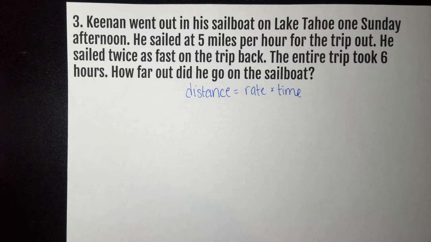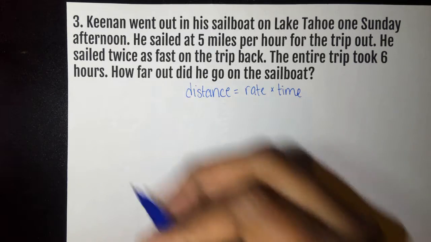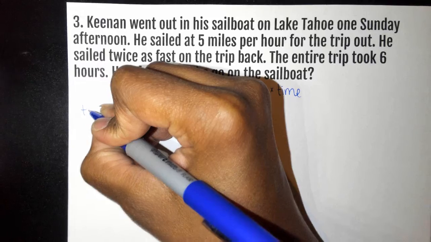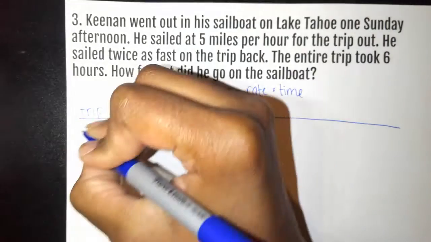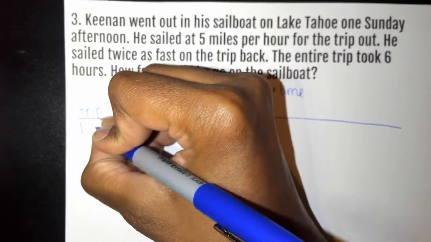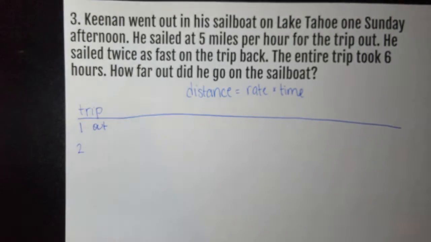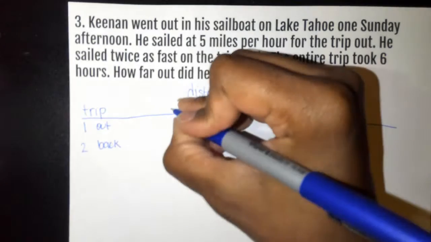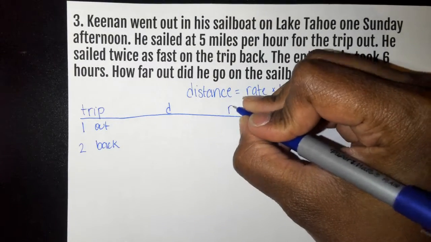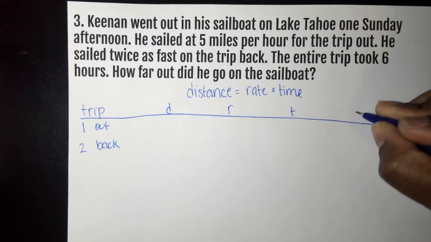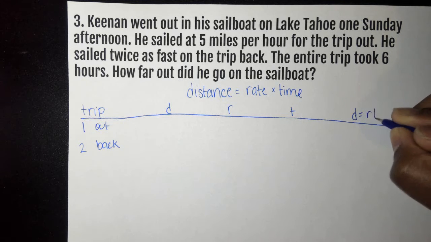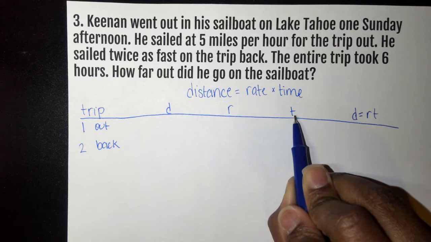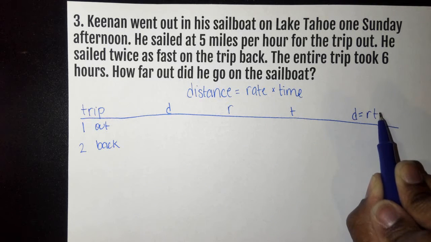Okay, so let's do a table with this one. So we know that he took 2 portions of the trip. The first part of the trip, he was going out, and the second part of the trip, he was coming back. And when I make a table with a distance problem, I like to make a column for each of the parts of the distance formula. So I make a column for distance, rate, time, and then the formula itself.